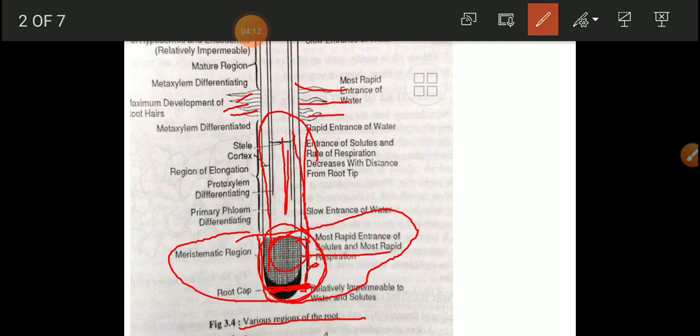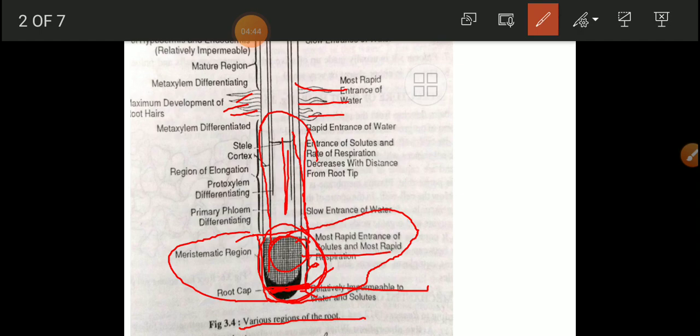So my friends, you will have to sketch this diagram. After sketching it, you will have to label each part properly, and then you will come to know the things I have already told you. Once again, this is the root cap region. It is relatively impermeable to water and solute. No water or solute enters or is absorbed by the root cap. It is not permeable, so that is an impermeable region.